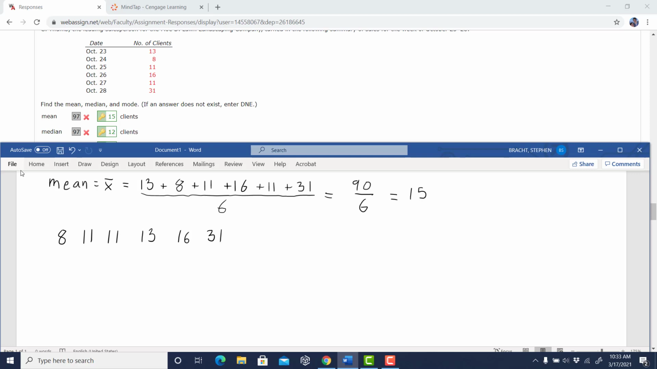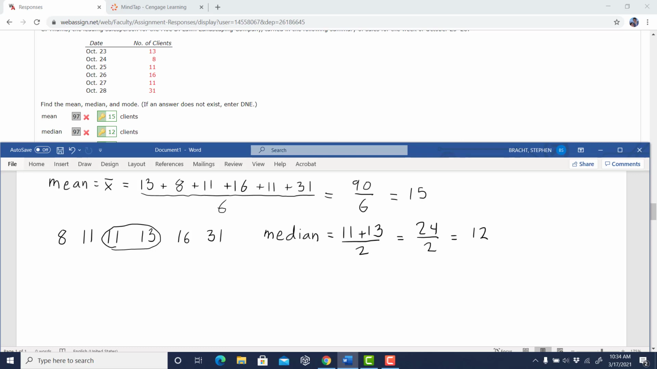The median is going to be the number right in the middle of the set of arranged data. But in this case, because we have an even number of data values, specifically 6, there are two numbers right in the middle, 11 and 13. When that happens, the median is found by taking the mean of the two middle values, which means we add them up and divide by 2. So the median is equal to 11 plus 13 divided by 2, which equals 24 divided by 2, which equals 12.